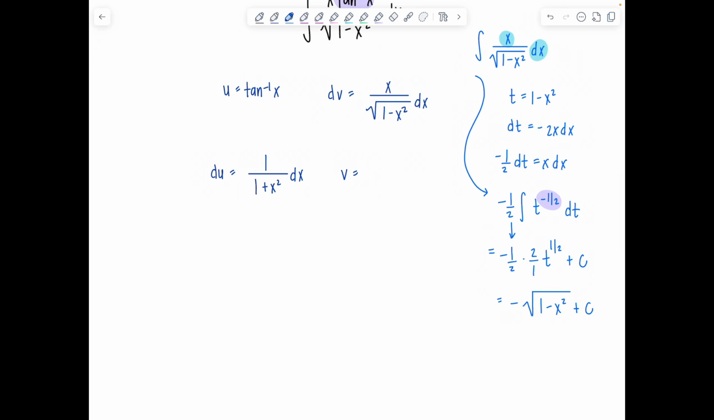Okay, but for our purposes, for by parts, we don't need the plus c or anything. I'm just going to replace v now. I know that it's negative square root 1 minus x squared. So far, so good? Okay, beautiful.